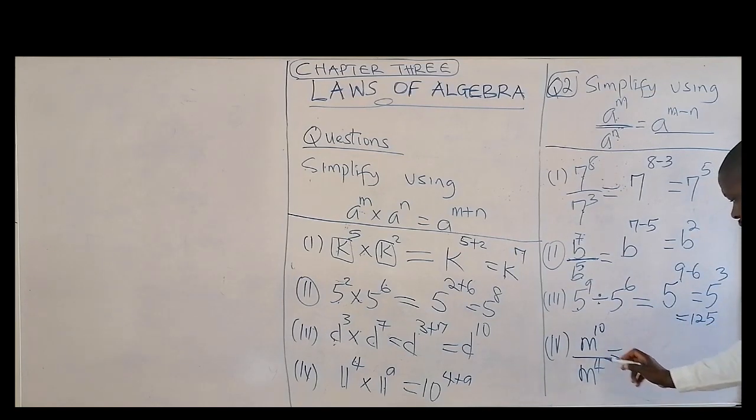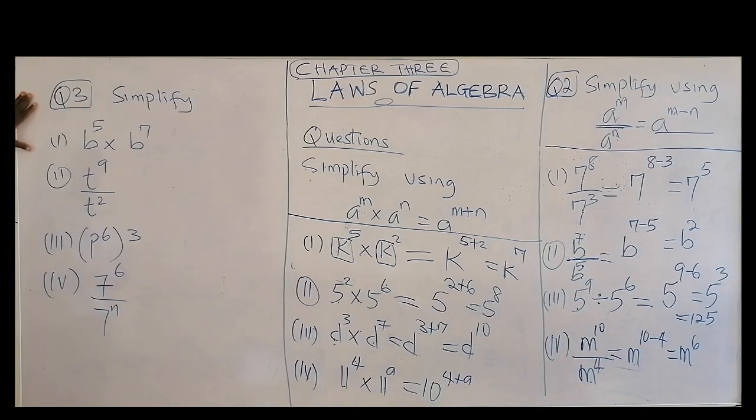Then here, your base is m. The bases are the same. You pick one of the bases, then you deduct the powers. The top one minus what? The bottom one. And that will be what? M to the power 6. So that's that on this division law.